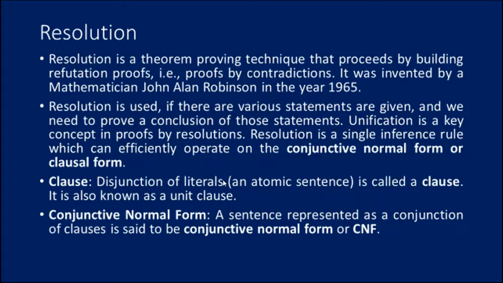The next thing we want to see is resolution. Some introduction to resolution. Resolution is a theorem proving technique that proceeds by building a refutation proof, that is, proof by contradiction. It was invented by the mathematician John Allen Robinson in the year 1965. Resolution is used if various statements are given and we need to prove a conclusion for those statements. Unification is a key concept in proof by resolution. Resolution is a single inference rule which can efficiently operate on the conjunctive normal form or clausal form.